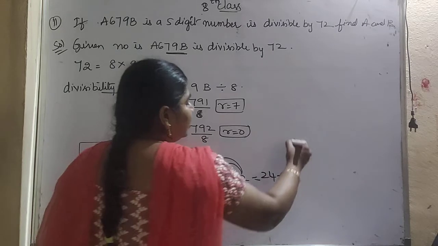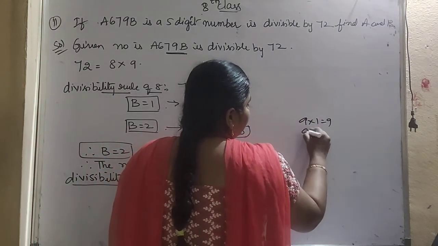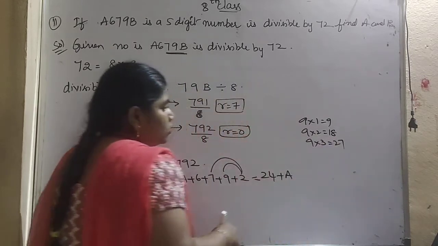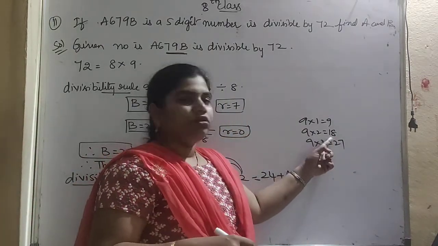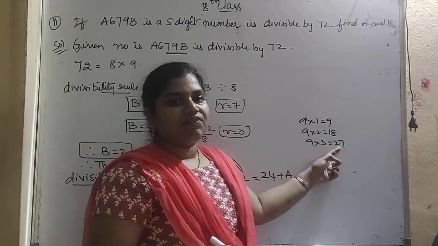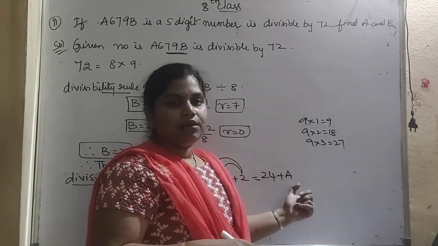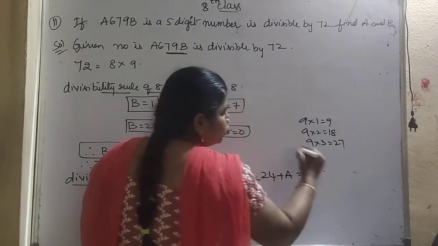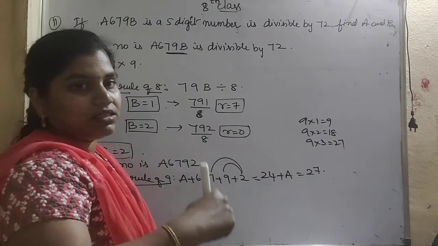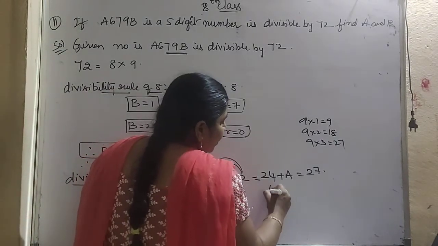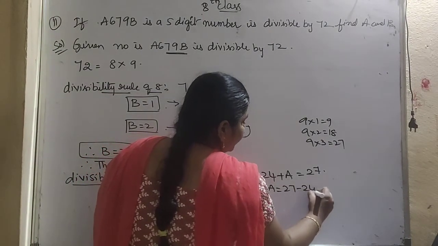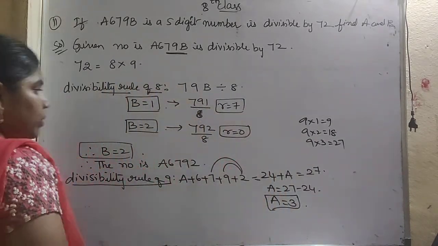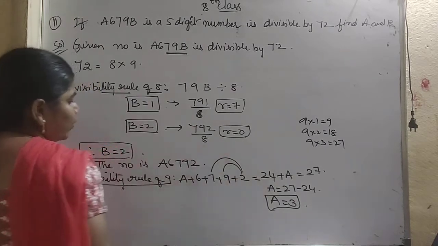So for 24, how much you will add to make it divisible by 9? In 9 table, 9 ones are 9, 9 2 times is 18, 9 3 times will be 27. So after 24, you are having 27. So how much we have to add to get 27? That is equals to 3. So here A value will be 27 minus 24, so A value will be 3. So we got the B value as 2 and A value as 3.